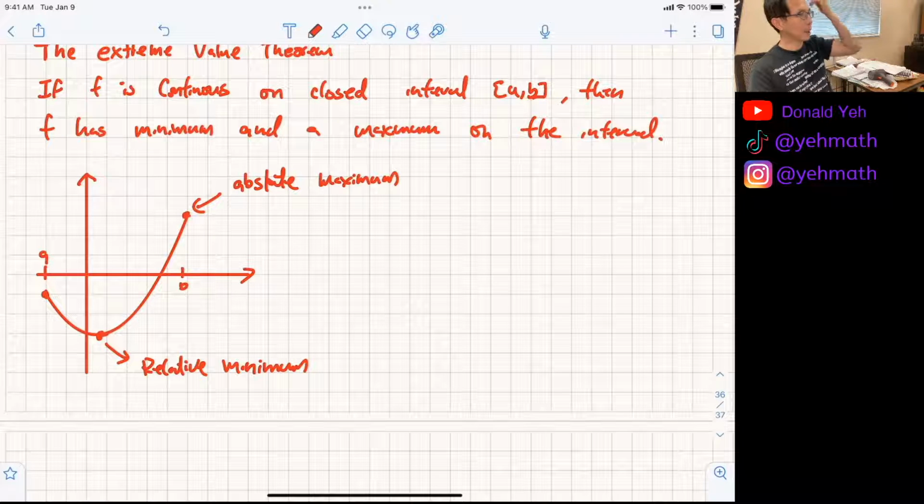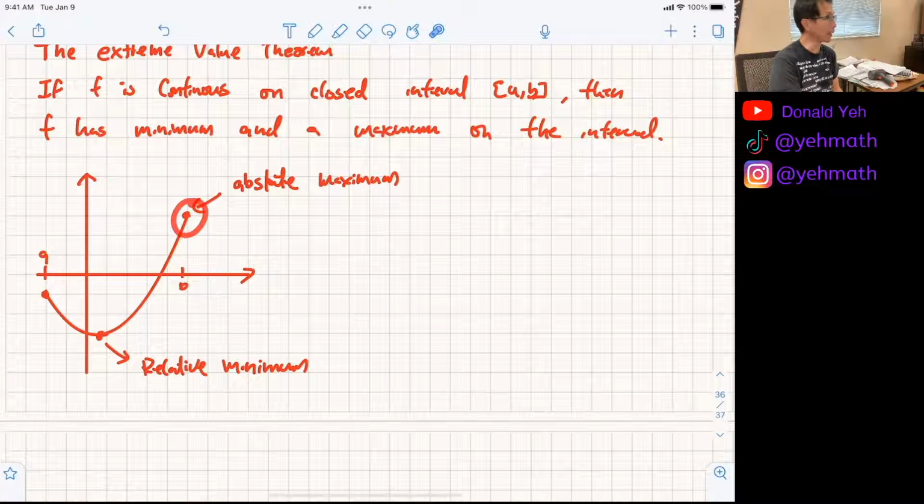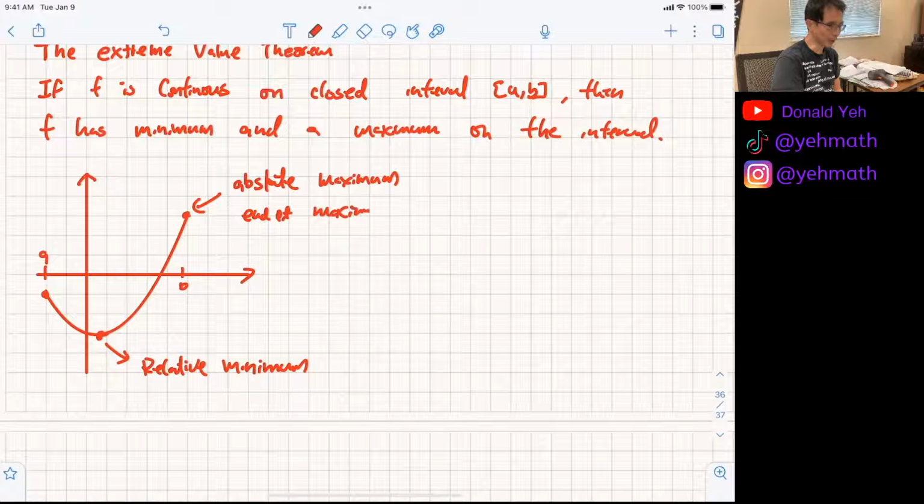Well, first, you need to understand that relative means the function has to go down and then go up. It has to have a process of the function decreasing and then increasing. That's in order to create a minimum. And if you want to have a relative maximum, it has to be increasing and then decreasing. So this point can never be a relative maximum. This point is called an endpoint maximum, but in this case it is the absolute maximum. But usually I never call it endpoint maximum.